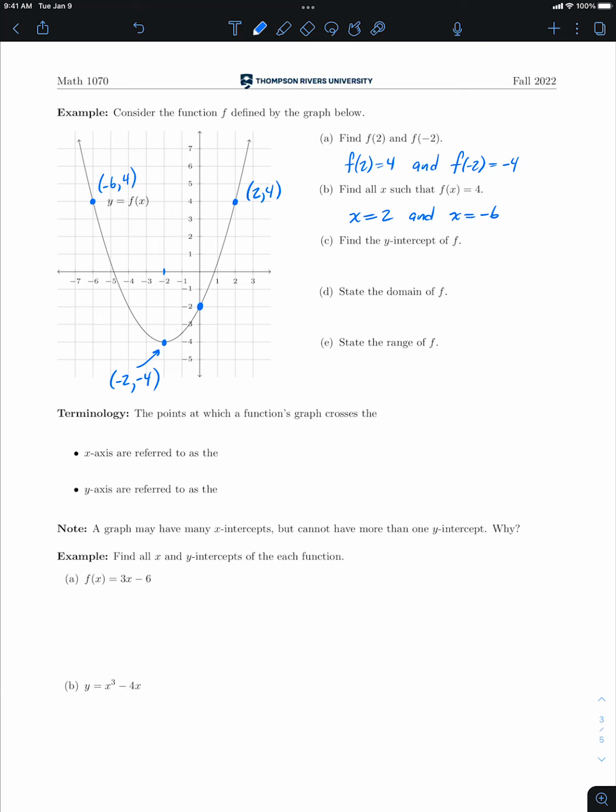And it looks like it hits the y-axis at the point negative 2. So let me just add an annotation. This is your y-intercept.